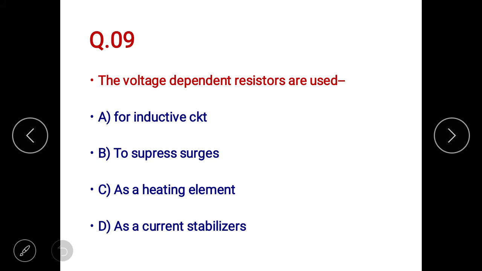The voltage dependent resistors are used for inductive circuit, to suppress surges, as a heating element, as a current stabilizer. The right answer is to suppress surges.